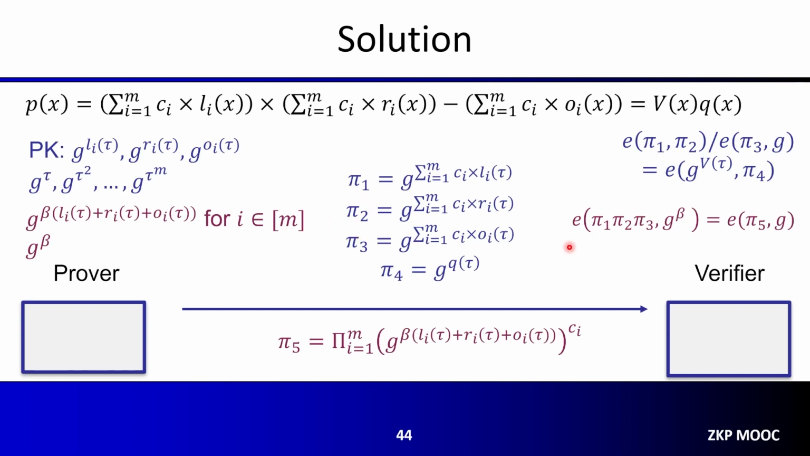So that is the solution to the second problem. With this additional check, we can make sure that the prover is using the same set of coefficients in the generation of pi1, pi2, and pi3. And that is why it enforces this original quadratic arithmetic program, which is equivalent to the circuit satisfiability problem.